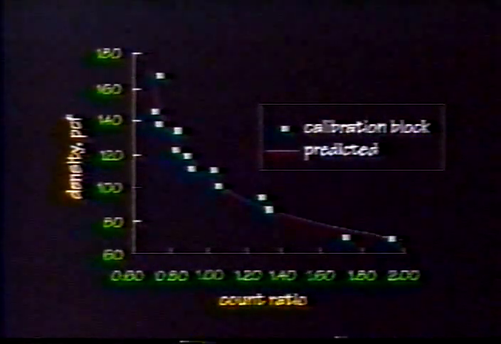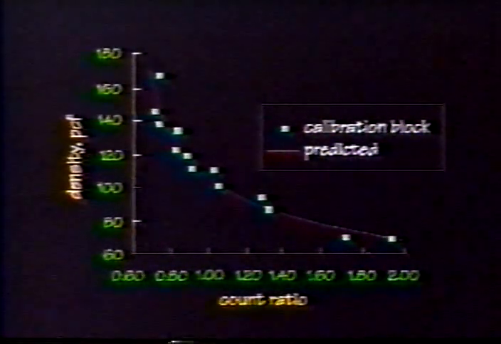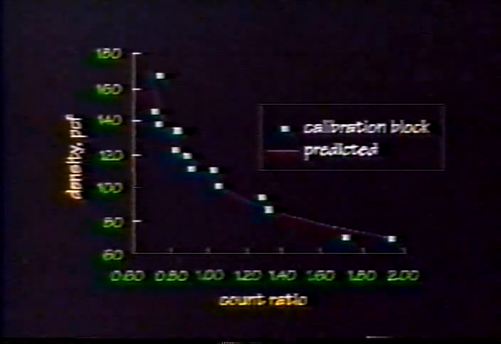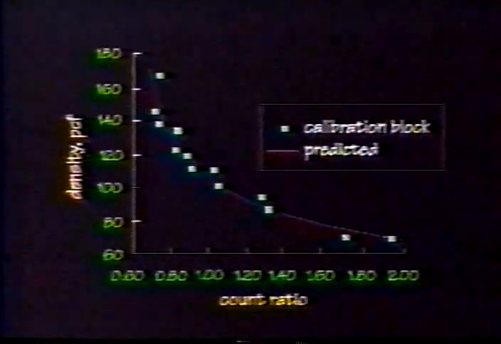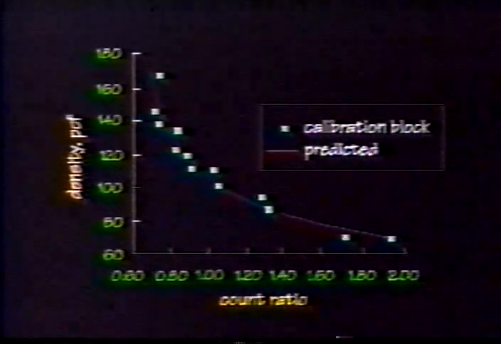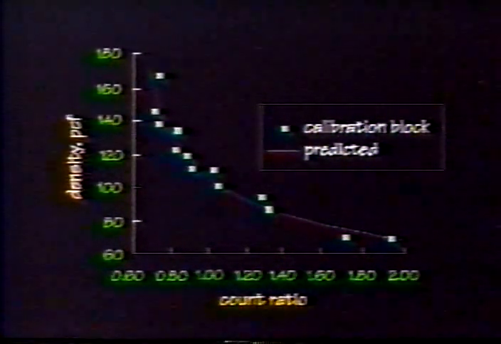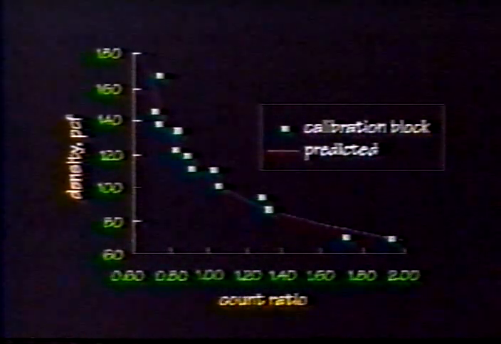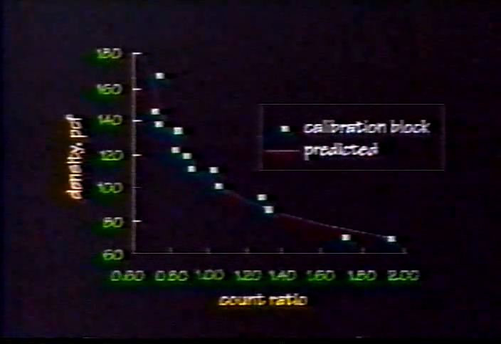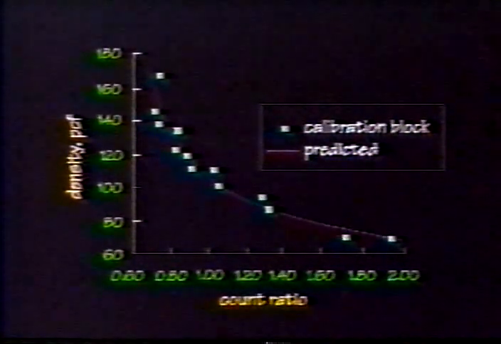A calibration curve is established by plotting a curve through a plot of count ratio versus each material density. Count ratio is defined as the calibration block count divided by the standard magnesium metal block count. The distance between the source and detector during the calibration process must be the same as that used for field counts.